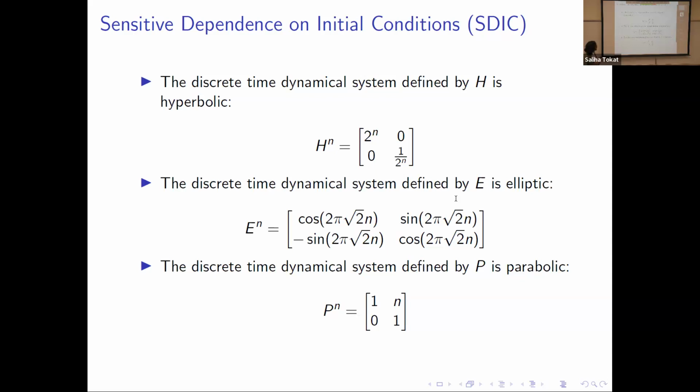In discrete cases, we have matrices. When applying the hyperbolic matrix n times, we have 2 to the n, 0, 0, 1 over 2 to the n. When we take a point in R2, in the plane, and apply this, the two points get separated as time goes on. In elliptic cases, it's a rotation matrix again with an irrational argument. And in parabolic cases, P to the n is equal to 1, n, 0, 1. So this is just polynomial growth.